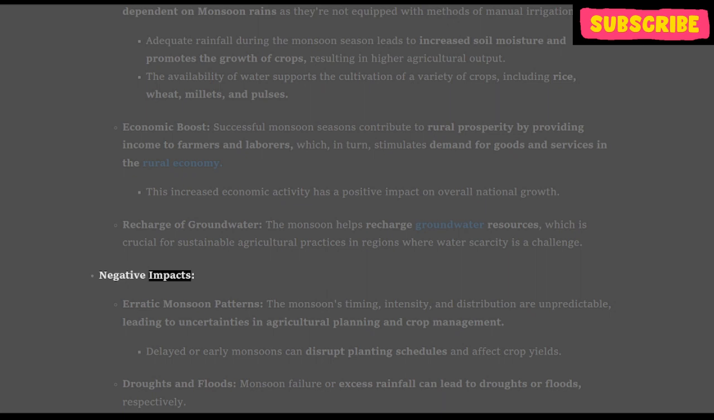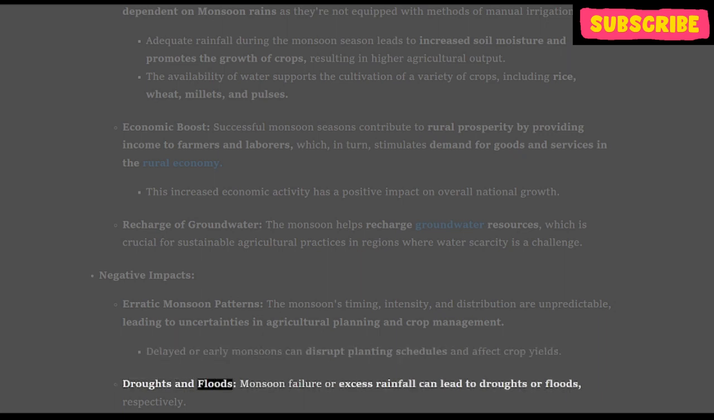Negative impacts. Erratic monsoon patterns. The monsoon's timing, intensity, and distribution are unpredictable, leading to uncertainties in agricultural planning and crop management. Delayed or early monsoons can disrupt planting schedules and affect crop yields.